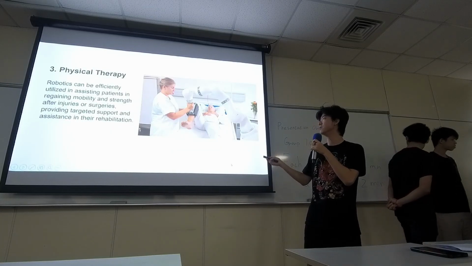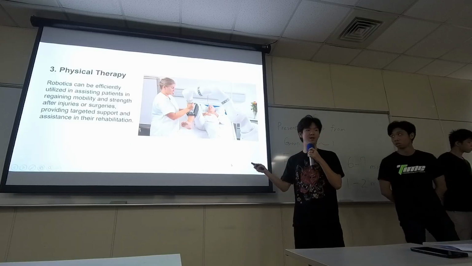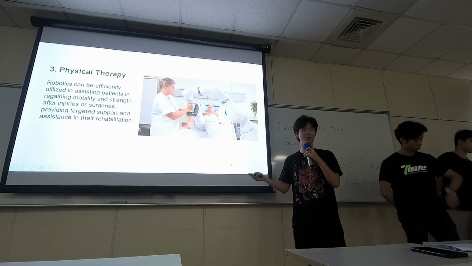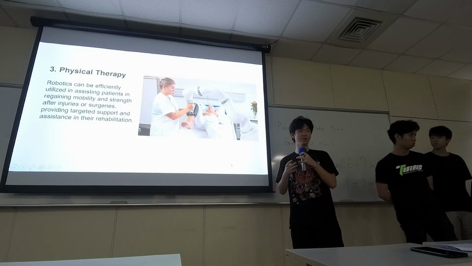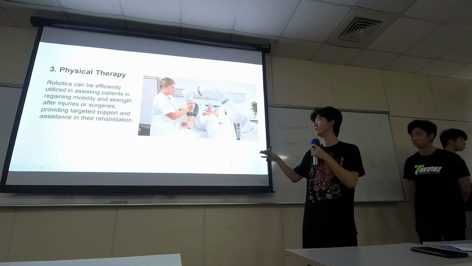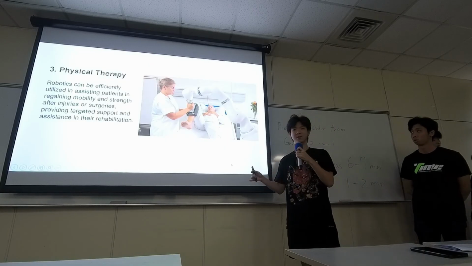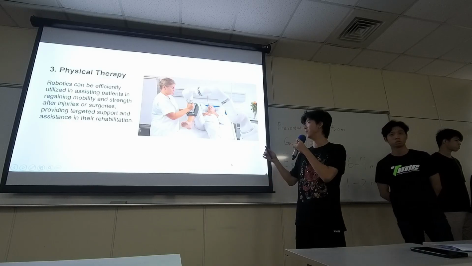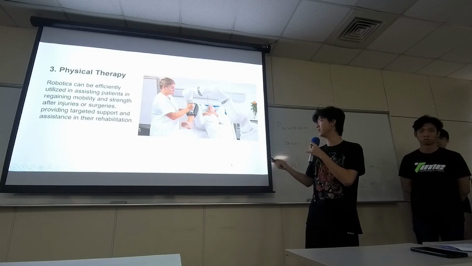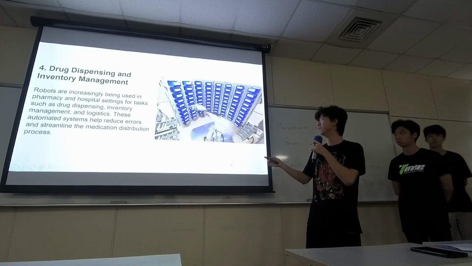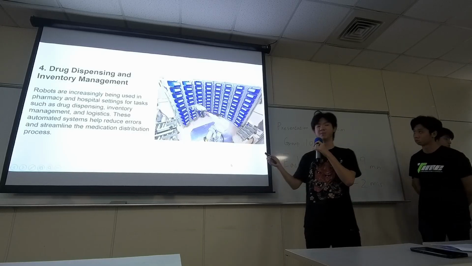The third one is physical therapy, where the robot can help people who have had a surgery or got an injury in some places and need to regain their mobility and strength. The robot can also help by assisting in the therapy. The fourth one is drug dispensing and inventory management.